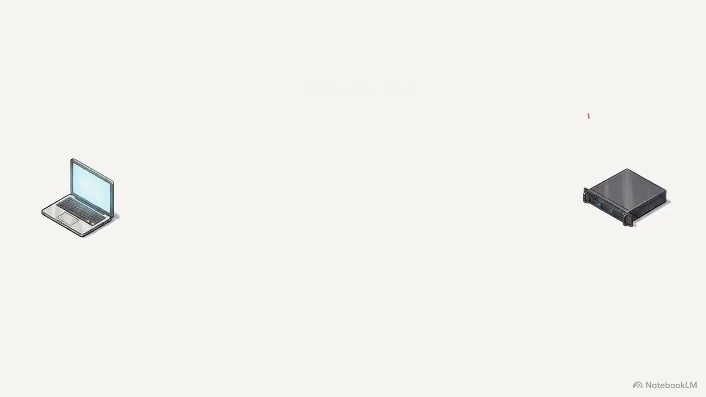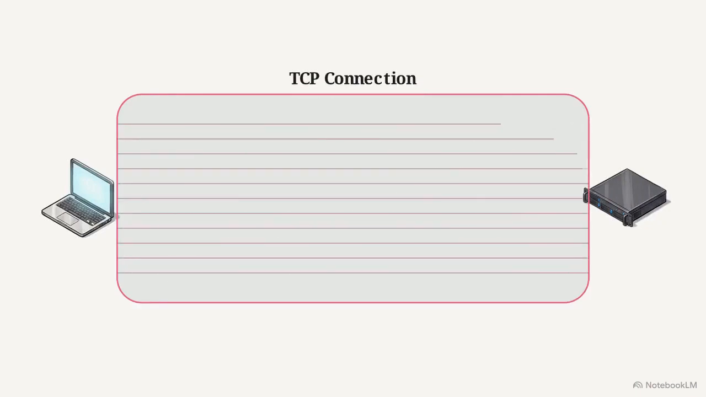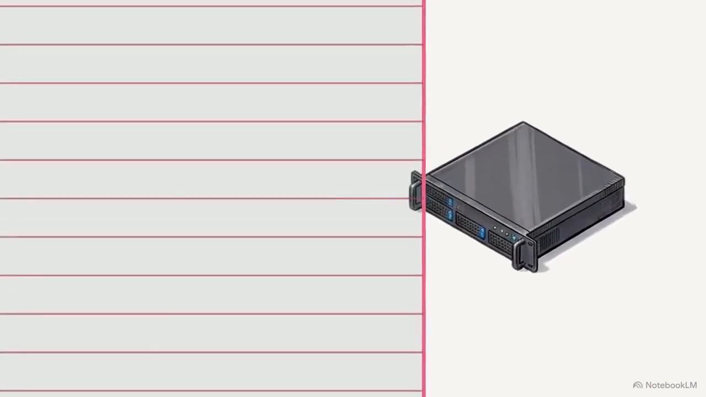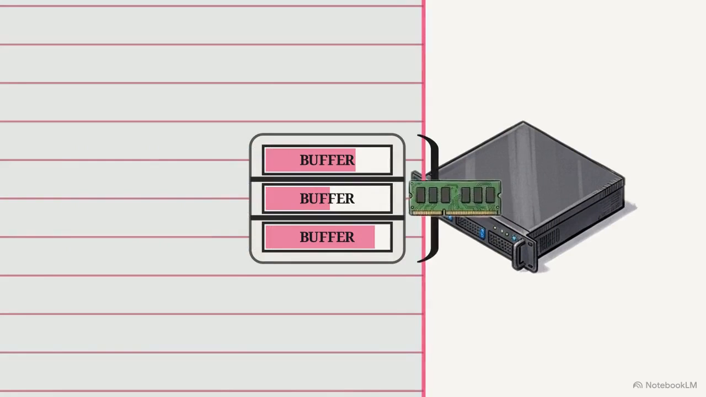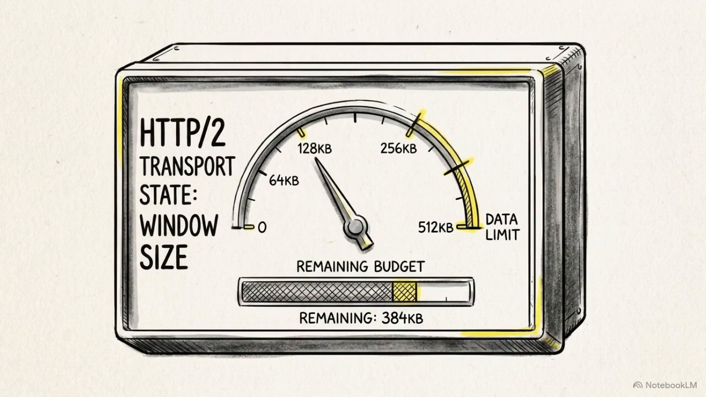gRPC uses HTTP2, multiplexing hundreds of independent streams inside a single TCP connection. To manage traffic, the framework must maintain dedicated receive and send buffers for every single stream, completely isolated from the rest. HTTP2 regulates this with a flow control window. This is essentially a strict budget.